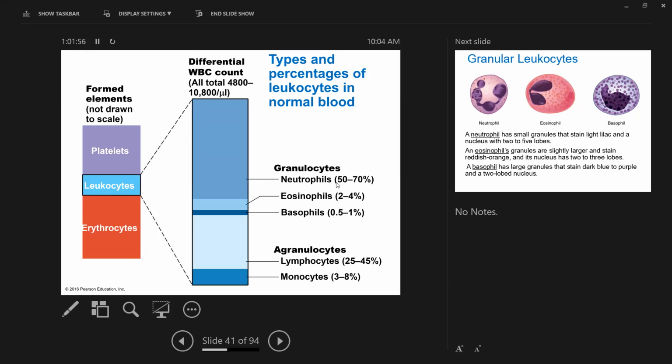And you can see neutrophils, somewhere between 50 and 70, lymphocytes 25 to 45, monocytes 3 to 8, eosinophils 2 to 4, and basophils coming up last. Never let monkeys eat bananas. That is the sequence in here. Forget whether they're granular or agranular. The most common are the neutrophils, the least common are the basophils.